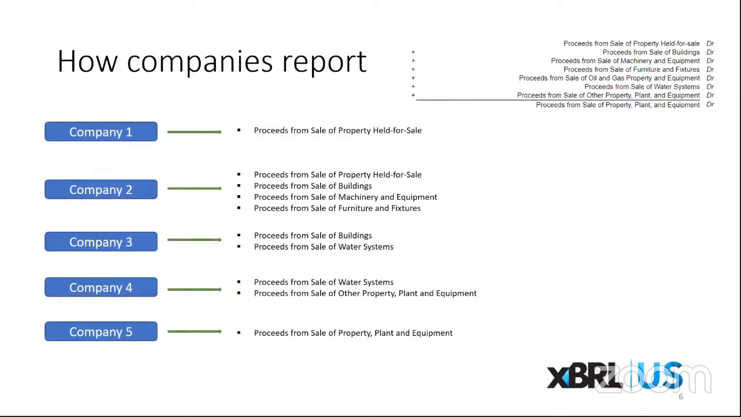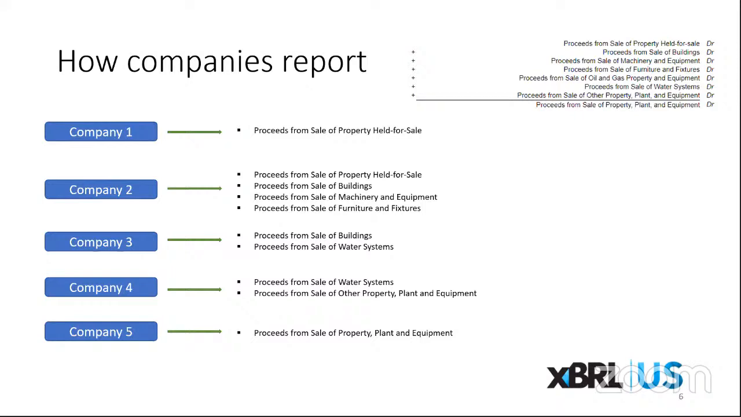This slide backs that up and shows you different ways this can be reported. If you say, give me proceeds from sale of property, plant, and equipment, and I want to match that into my normalized cash flow of all the proceeds I've got from sale of PP&E, in company one, they may not report that. They may just have proceeds from sale of property held for sale, or company two may have the subcomponents, or company three may have other subcomponents, and company five, for example, actually reports that element. So there's not a one-to-one mapping. So you might map all six of these to this.